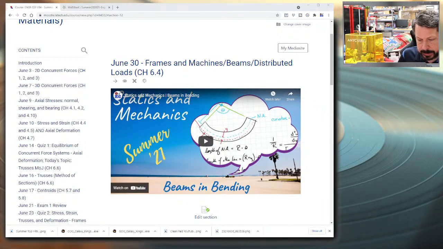And we did say early on when we were talking about frames and machines that a difference between trusses and frames and machines is that in a truss, all the members are two force members or zero force members, which would still look like two force members, just the force would be zero. And the frames and machines have at least one piece, and maybe more, that behaves like a beam.